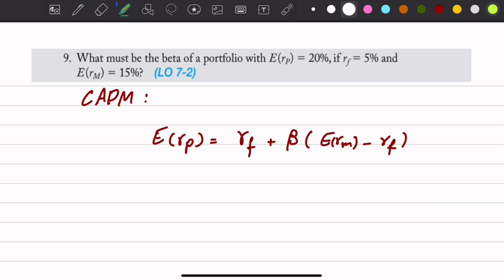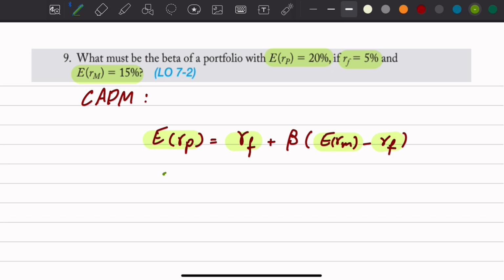Here, what do we have? The data that is given to us is the expected return on the portfolio, 20%, which is this. And we also know from the question the risk-free rate, which is these two. And we know the expected return on the market portfolio, which is this. And the unknown in this scenario is beta.